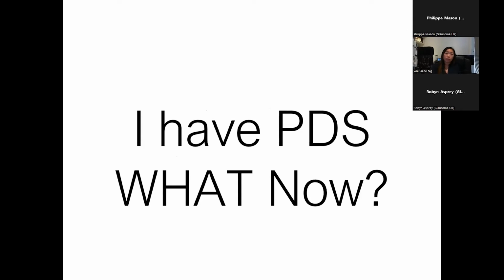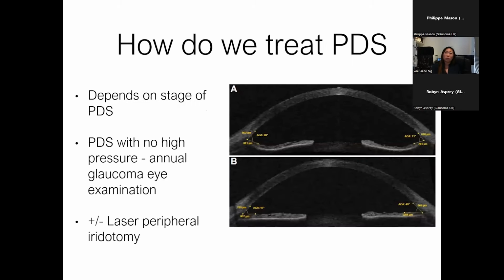So I have PDS. What now? A lot of patients ask. Well, it all depends really on what stage of the PDS spectrum you're on. Do you have PDS with no high pressure that was just picked up at a routine eye examination? Then most people would definitely tell you to get your annual glaucoma eye examination, and offer you laser peripheral iridotomy.